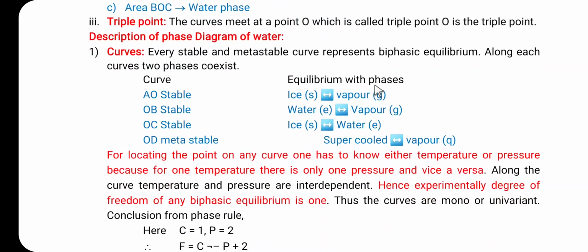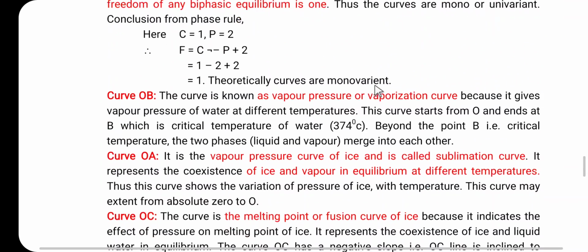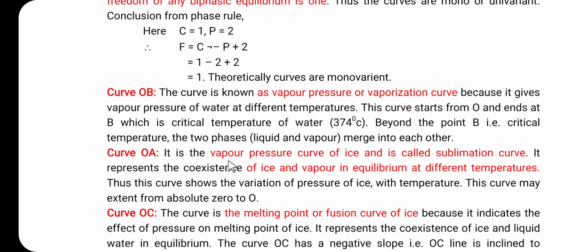Then the next one is curve OA. It is the vapor pressure curve of the ice and is called the sublimation curve. It represents the coexistence of the ice and vapor in equilibrium at different temperatures. Thus, this curve shows the variation of the vapor pressure of ice with temperature, and this curve may extend from absolute 0 to 0. So the curve OA is called the sublimation curve.